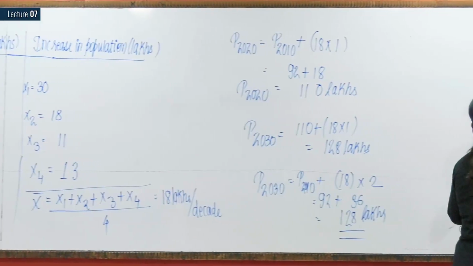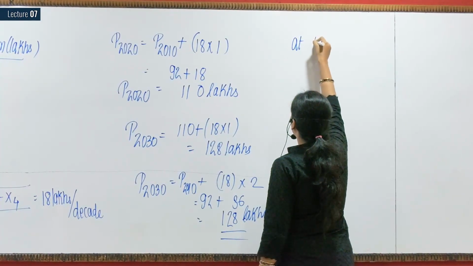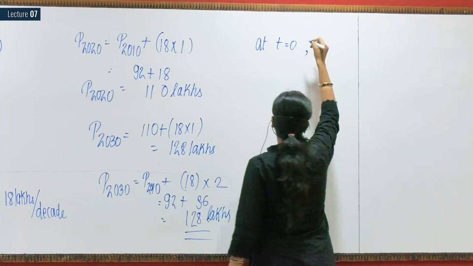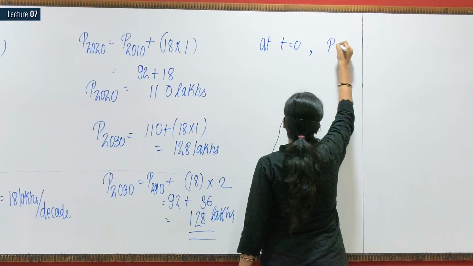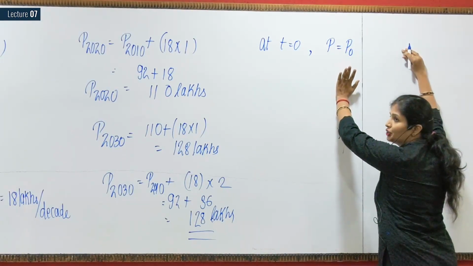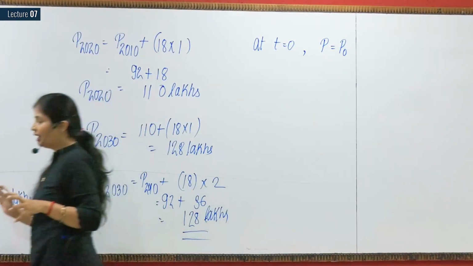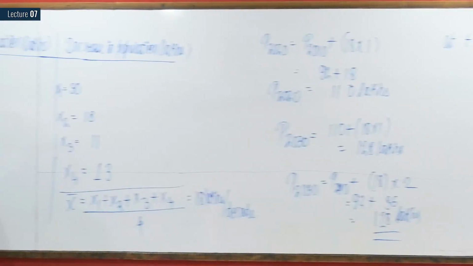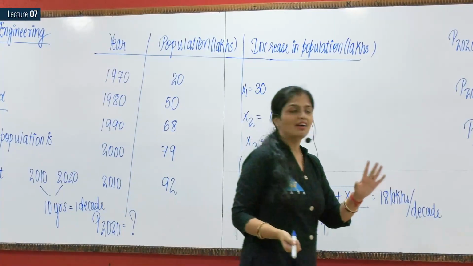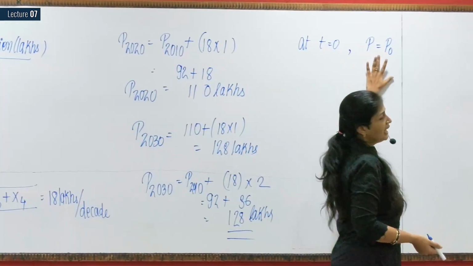Now, see, I'm saying that when time t was 0, at t equal to 0, the population was equal to P naught. This was the last population which you were knowing. Fine. If you remember, see here, in 2010 the population was 92. So this was the last population which you were knowing. After that, 2020, 2030, all these you calculated. So here I am naming it as P naught.